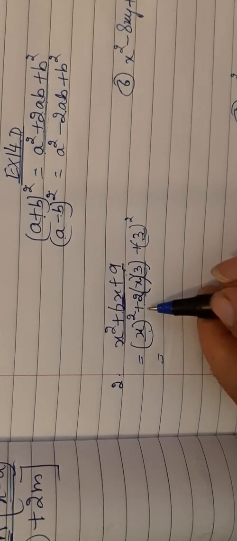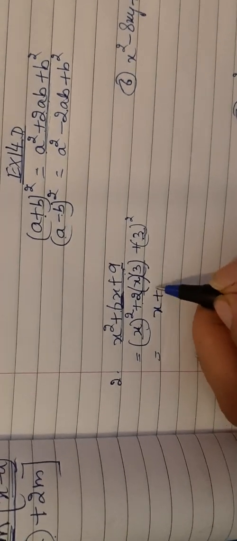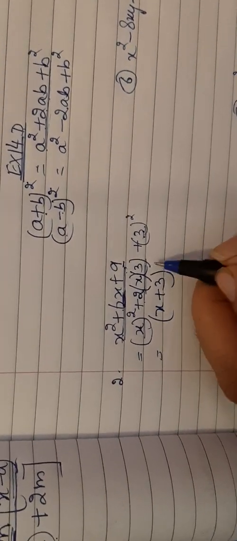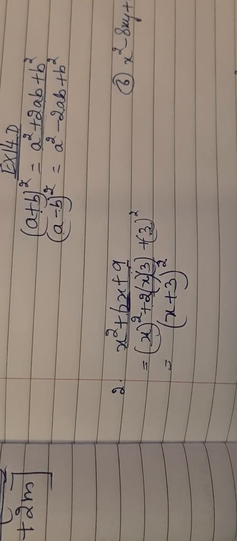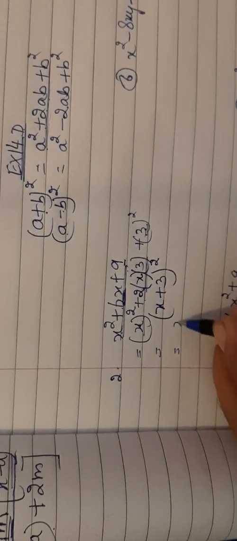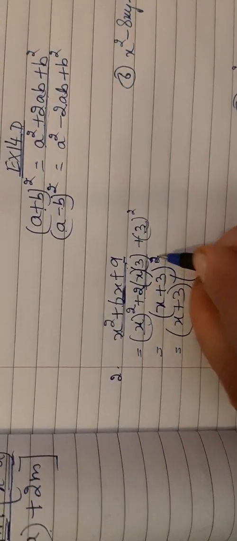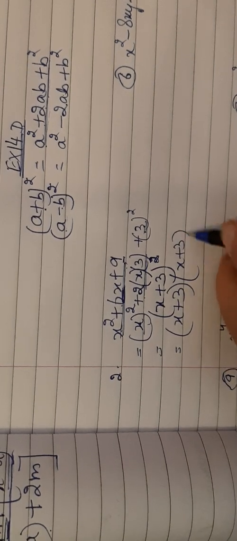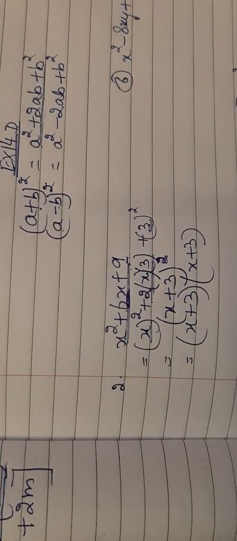So you can then write it as x plus 3, the perfect square of a plus b whole square. And in the next step, you can tell the two factors by writing it 2 times, because it has the power 2. So this is how you have to do the factorization of exercise 14D.